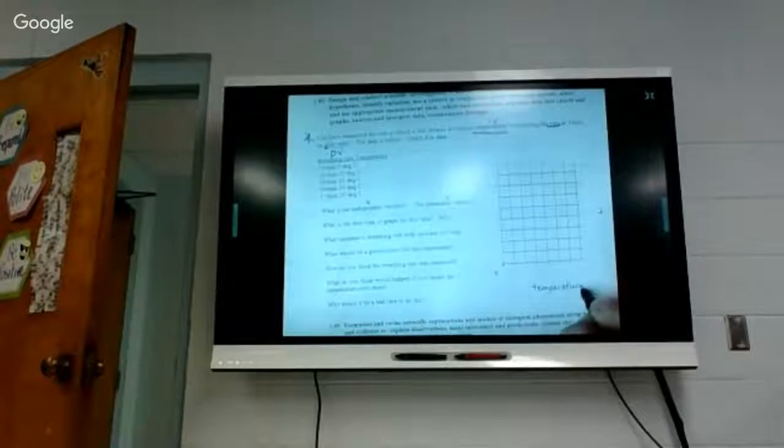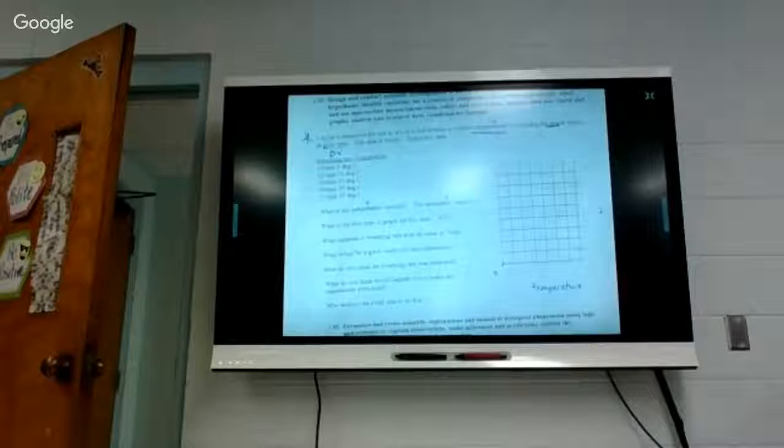Now on the AP exam, it's interesting. You get 1 point for labeling each axis correctly, and the increments correct. Okay, so if you set it up right, you get a point automatically, which is great. And then you would plot your data.